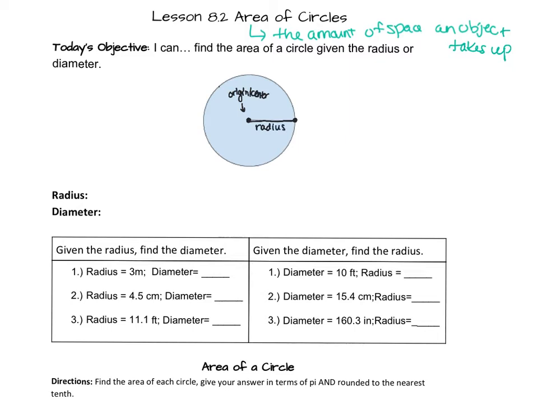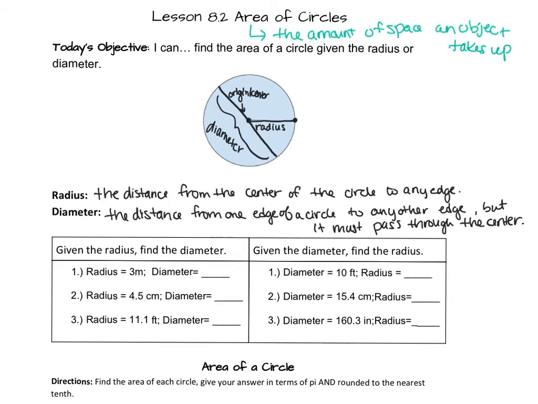The distance from one edge of the circle, crossing through the origin, hitting the other edge of the circle, we call the diameter. There's one other part of the circle that we'll get to later this week, but we'll start with these three. So let's write the definitions of radius and diameter down. Take a minute and write those definitions down, but we've already talked about them.